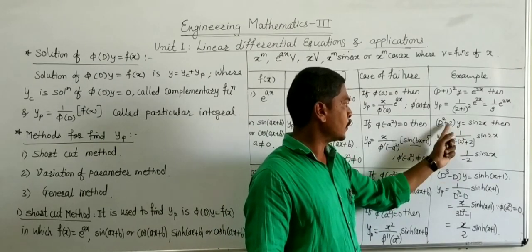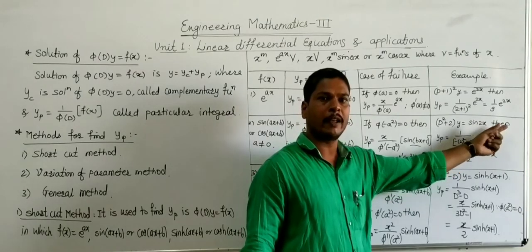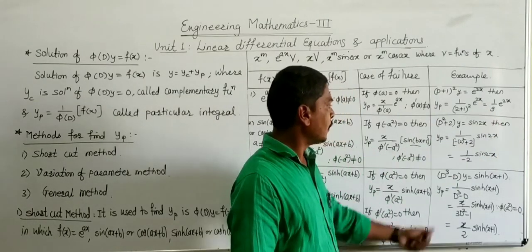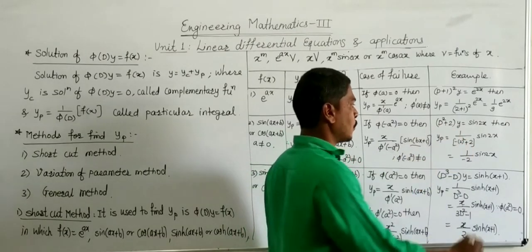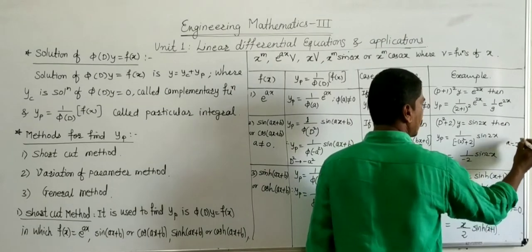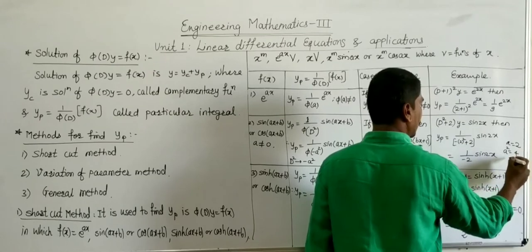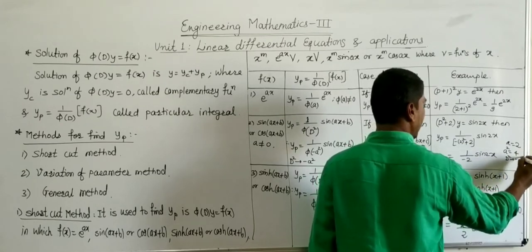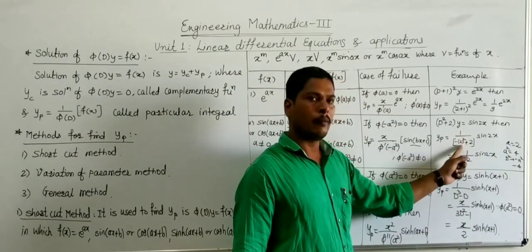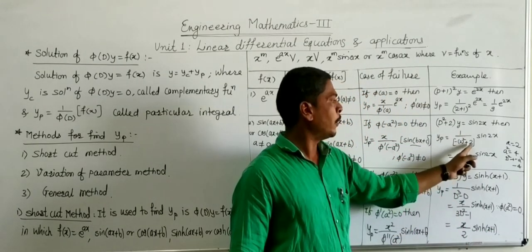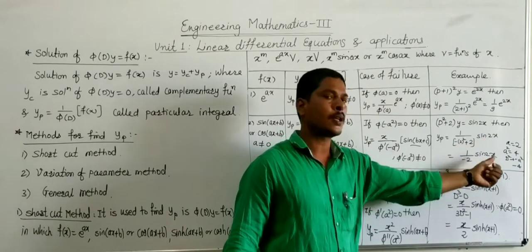Particular example: d square plus 2y is equal to sine 2x. Here the function is a trigonometric function having an angle that is a linear factor of x. Then yp becomes 1 upon, instead of d square, replace minus a square. Here a is 2, so a square becomes 4. So replacing d square by minus a square means replacing it with minus 4. So we get 1 upon minus 4 plus 2 into sine 2x as it is. So finally we get minus 1 upon 2 sine 2x.